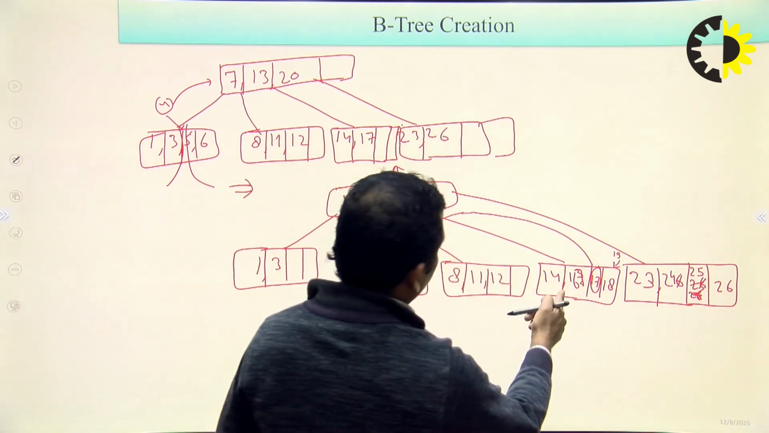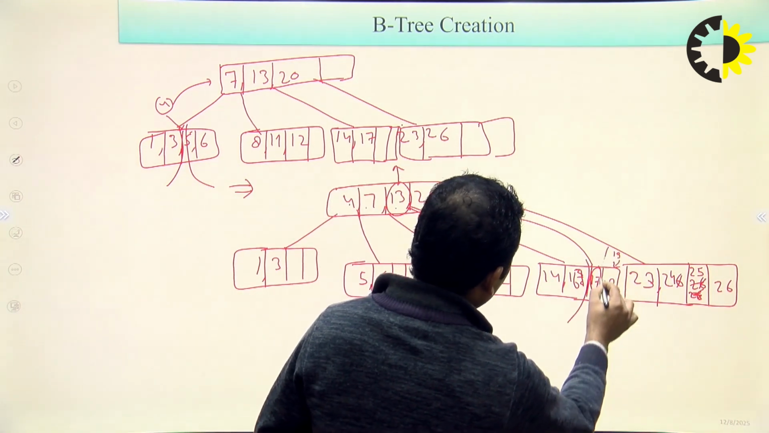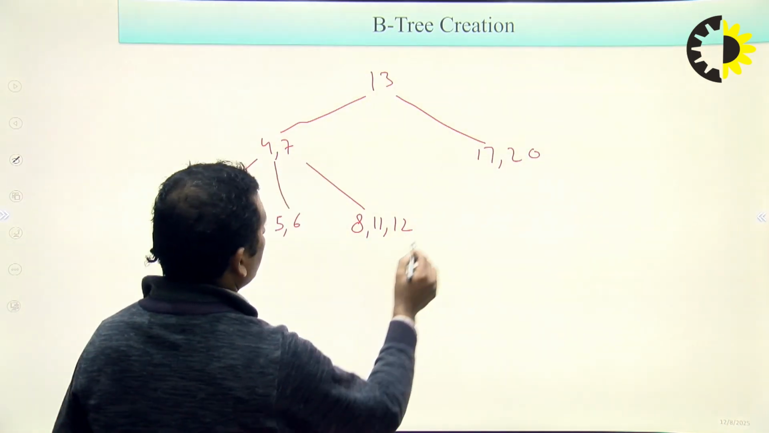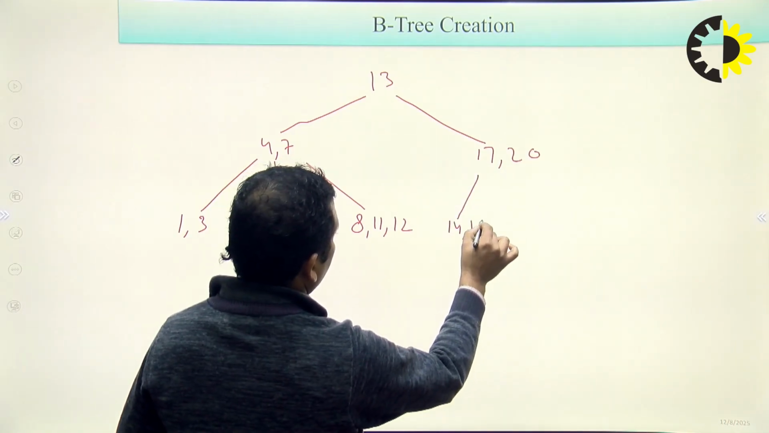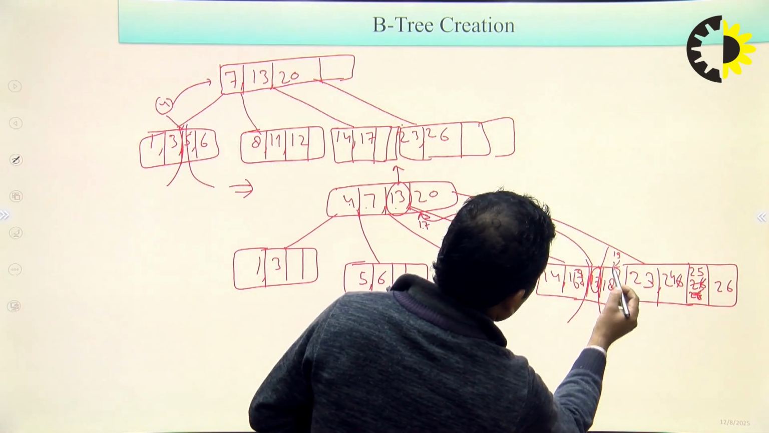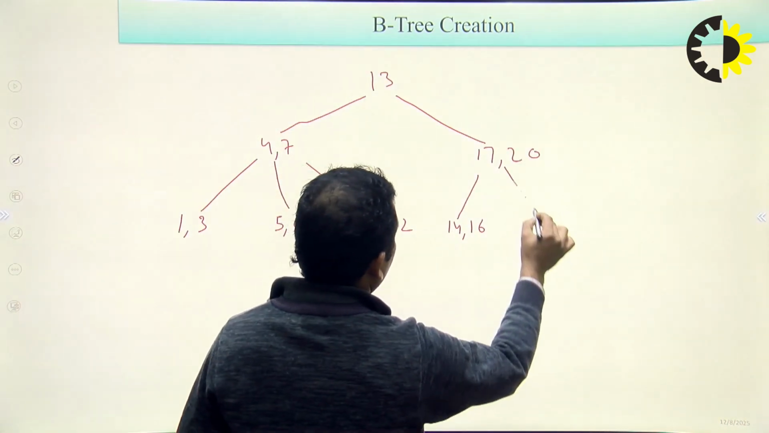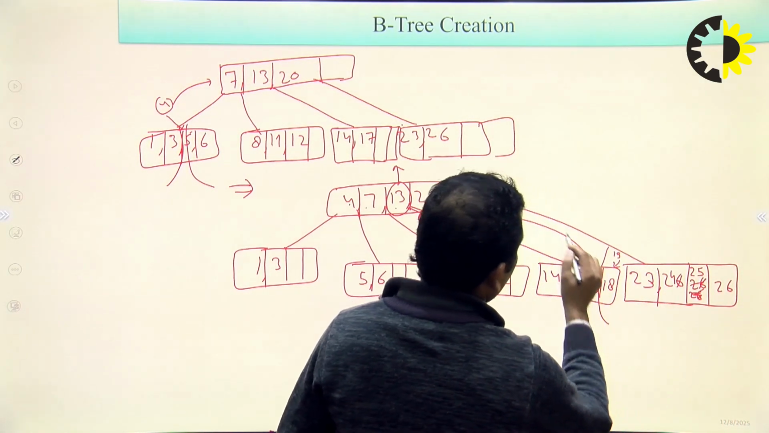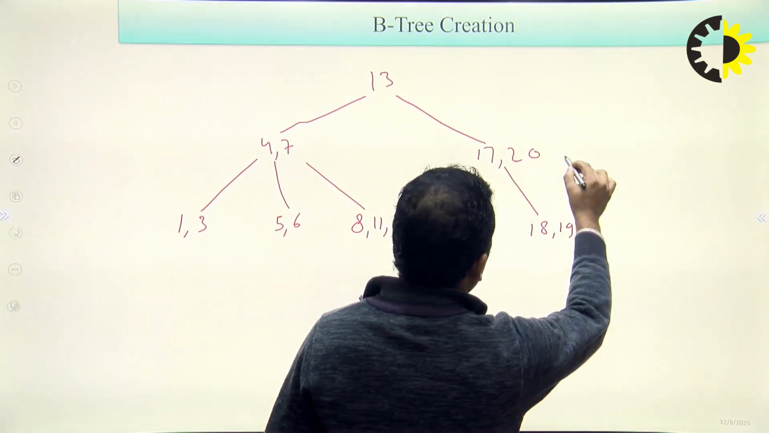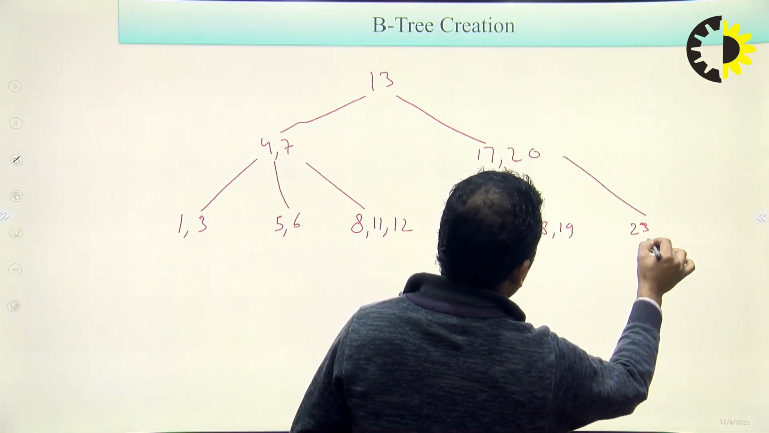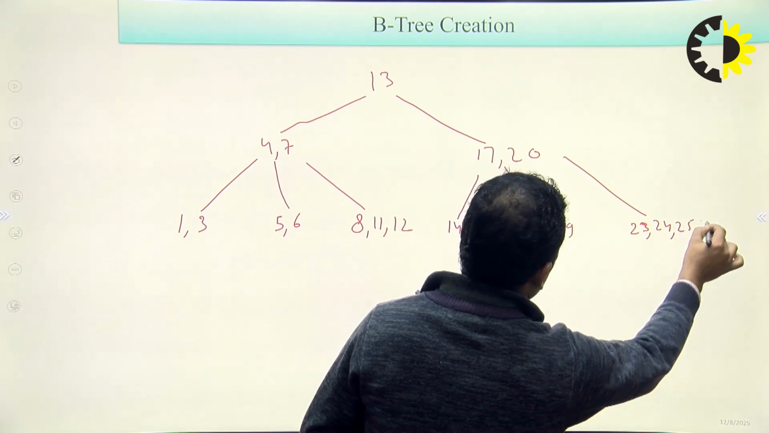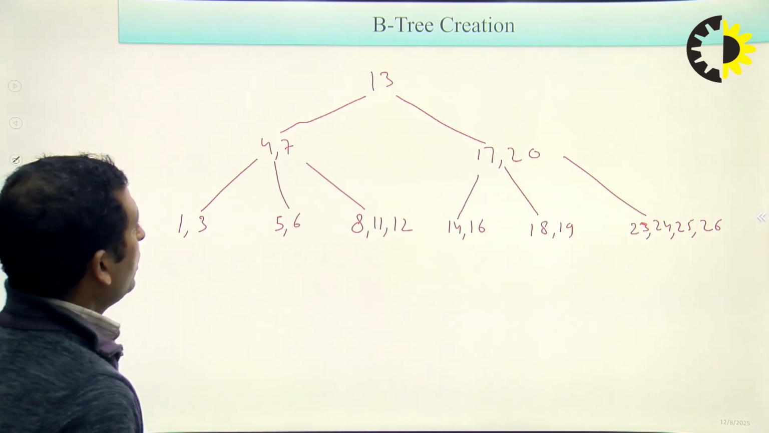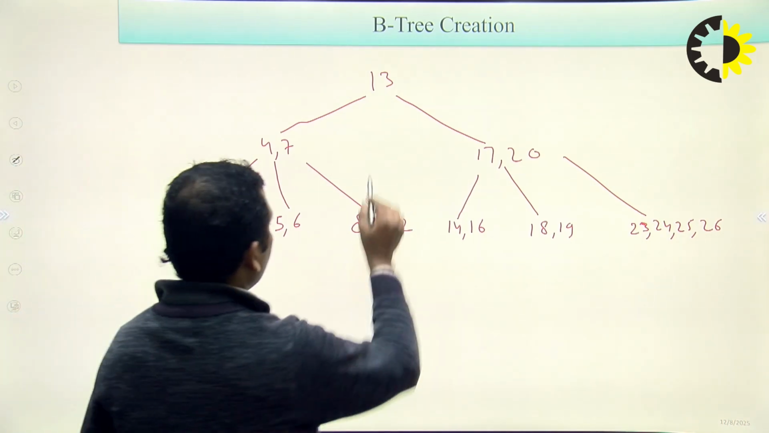Now here the splitting operation takes place, so in two parts: this is 14 16, and this is 18 19. Now last is 23 24 25 and 26. So our final B tree for the given keys will be this one. This is the final tree for the given keys.